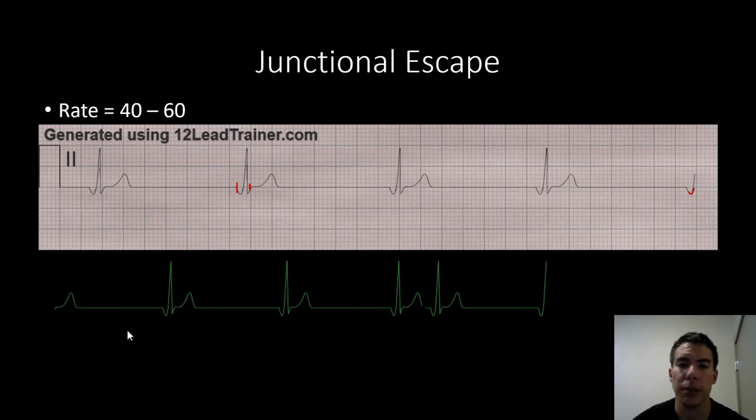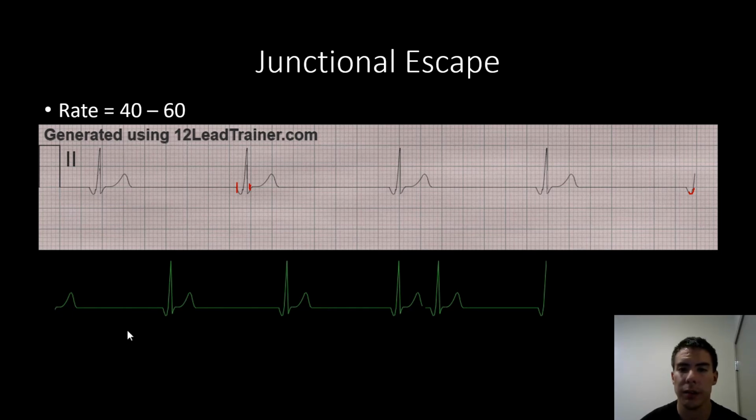It's borderline, but it is still normal. So QRS is normal, and that's all good. So with that, we can now name our rhythm. So again, it is regular. We have a rate of 40.